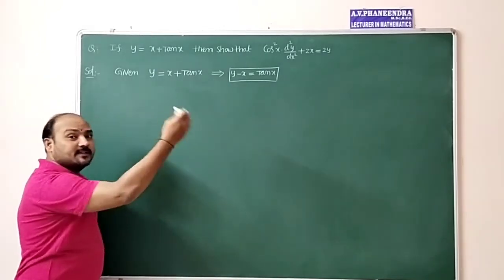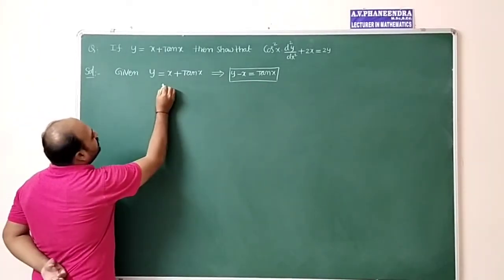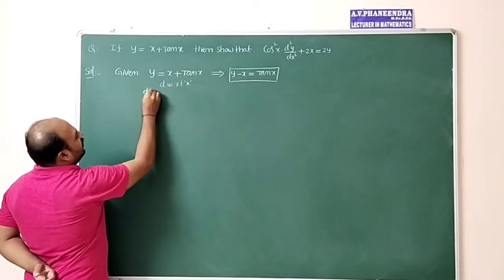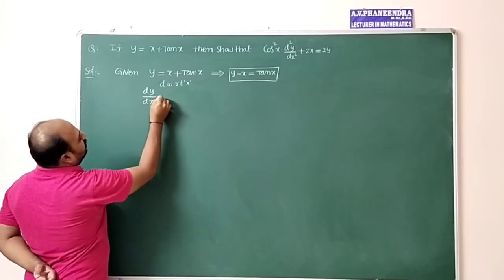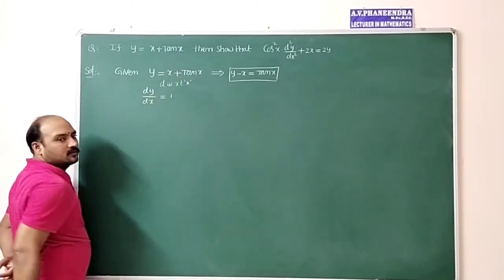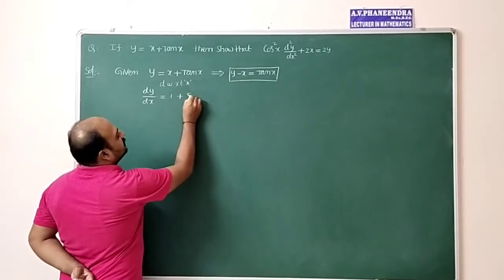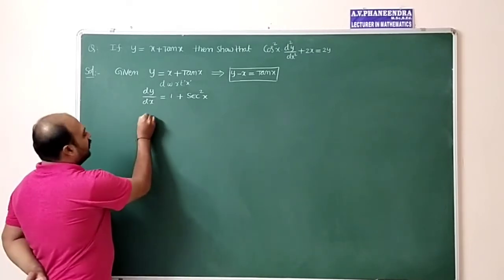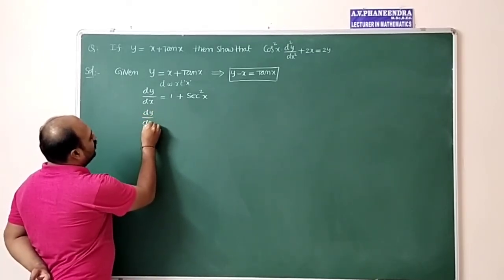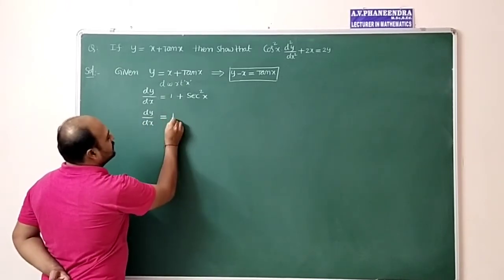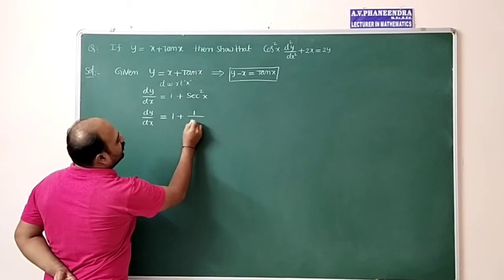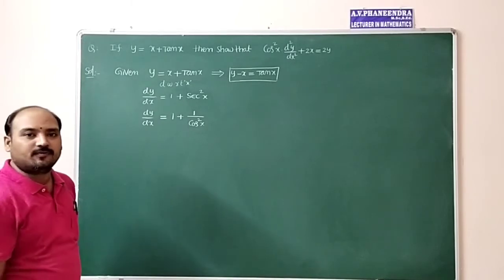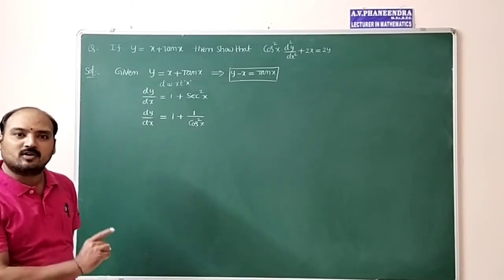Here in the question, d²/dx² is there. So you have to differentiate with respect to x. Y derivative is dy/dx, which is equal to d/dx of x is 1 plus d/dx of tan x, secant squared x. After that, dy/dx is equal to 1 plus secant squared x, which can be written as 1 by cos² x. The reciprocal of secant is cos. Therefore, secant squared x can be written as 1 by cos² x.